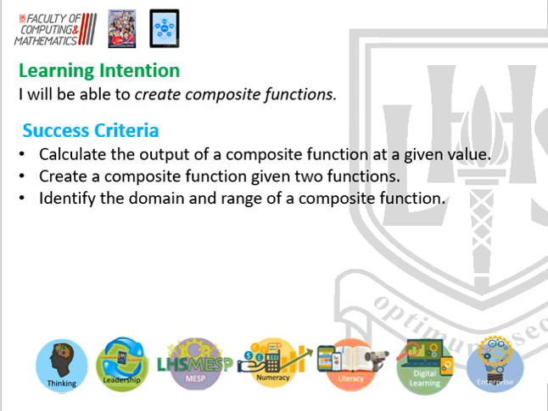So 3 things we need to be able to do: be able to calculate the output of a composite function at a given value, so evaluating stuff like f of g of 2. Part B, being able to create a composite function given 2 functions, so that's pretty much the bulk of this. That's the thing that will almost certainly be examined, just finding f of g of x or g of f of x, and identifying the domain and range, just applying stuff from the last video in terms of identifying the domains there. Well, thank you very much.